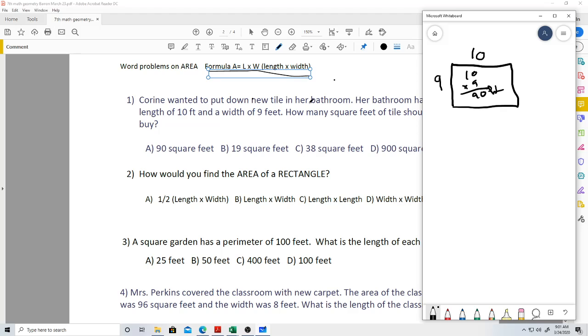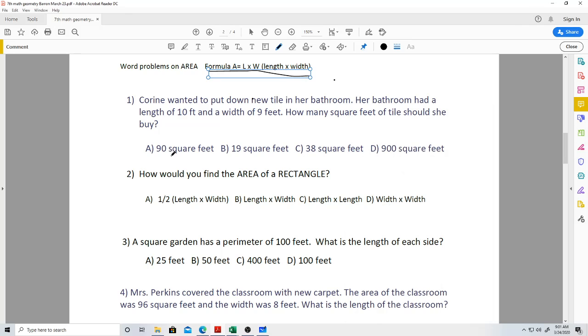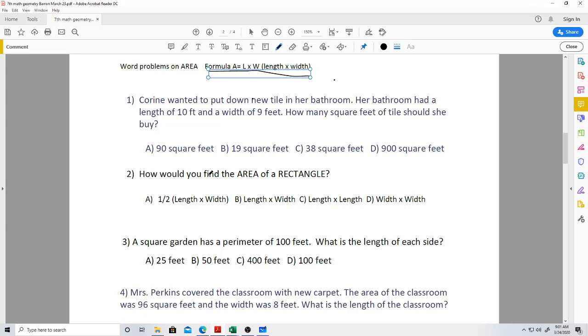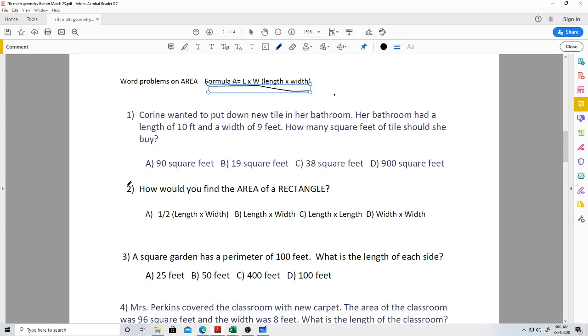As a freebie, keep going. How would you find the area of a rectangle? Well, okay. So this question is just asking, okay, why don't you just look right there, okay? Oops. There goes me and my pen again. All right, I'm going to stop this again. This is going to be the death of me.